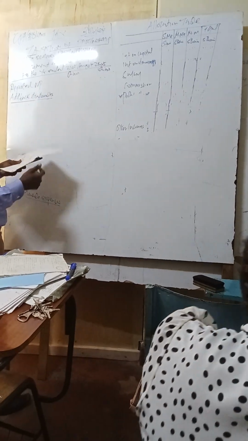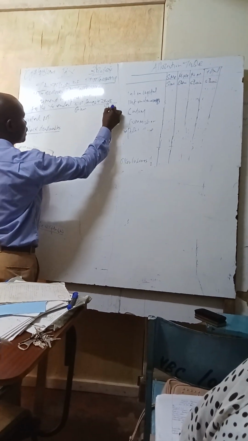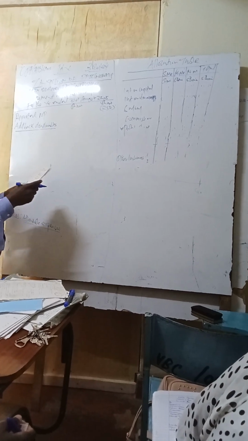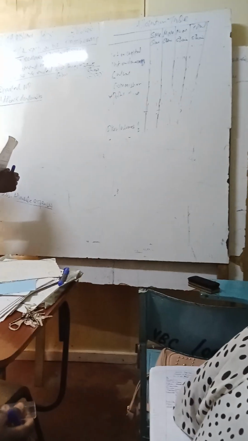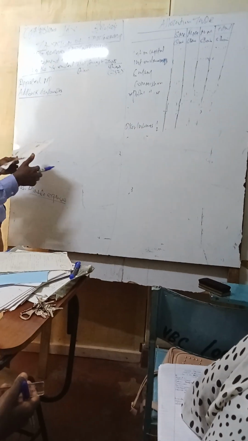So let us start. Salaries and wages. Reported net loss first. Reported net loss is 50,000. We put it in brackets, isn't it? Once we have put it in brackets, it means that's a loss.